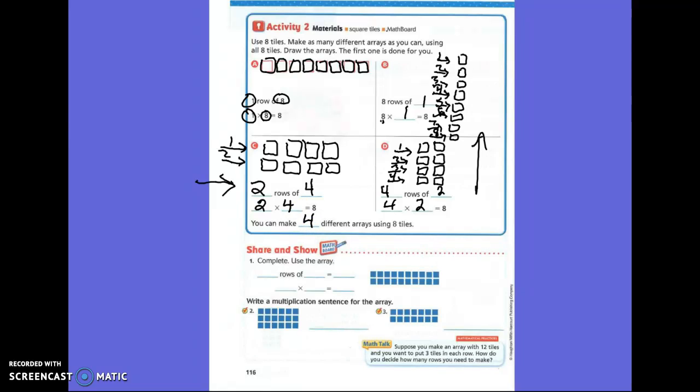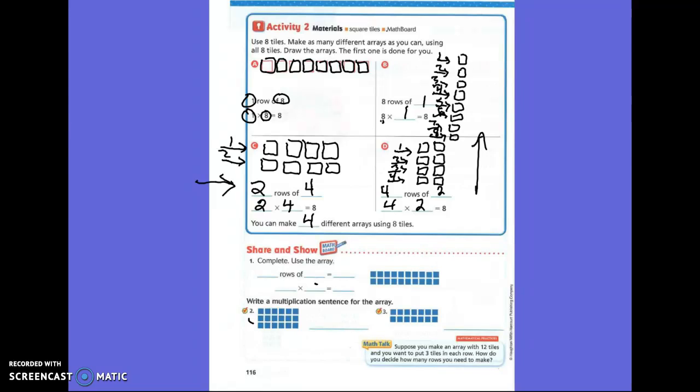All right. Now it is your turn to do with the partner, boys and girls. On share and show, you are going to complete the array. They drew one for you. You have to tell me how many rows there are and how many in each row and what it equals. And then you need to write the multiplication sentence. And then on number 2 and 3, it just says write a multiplication sentence for the array. So you just have to write the multiplication sentence. Okay?